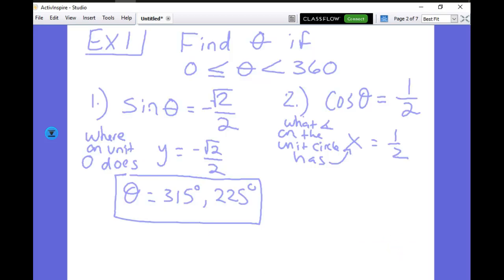So on the test, for this lesson, will we be allowed to use the unit circle? Well, yes, I'm going to allow you to do that.